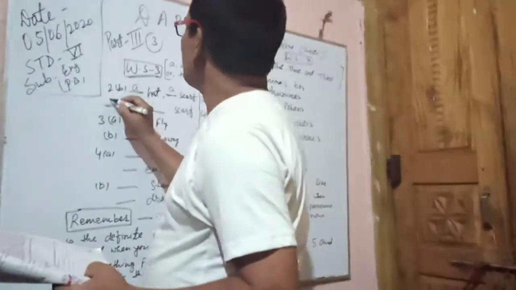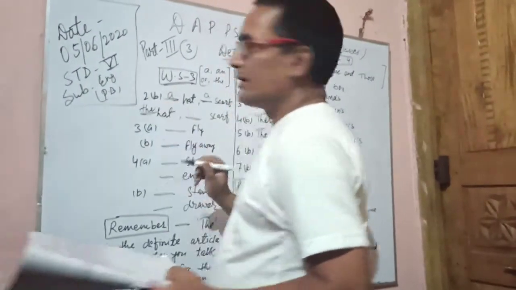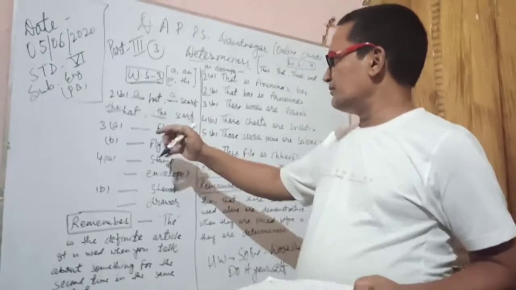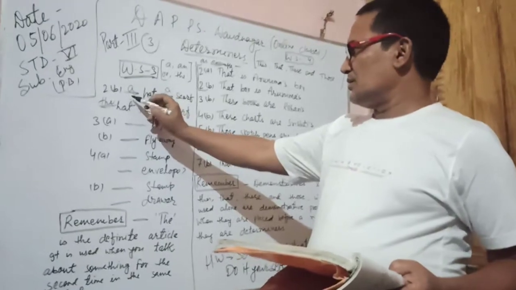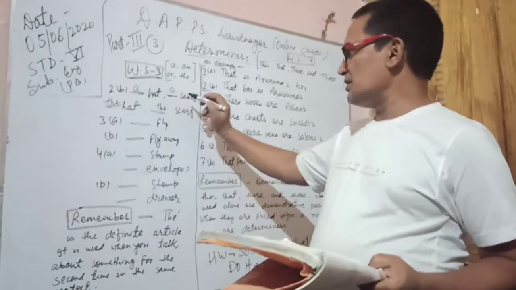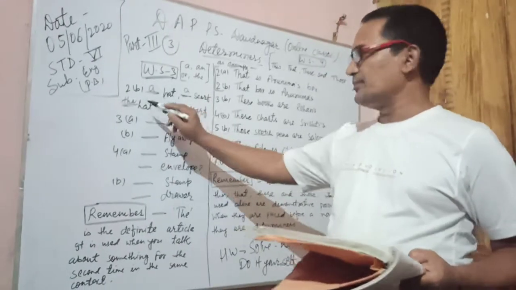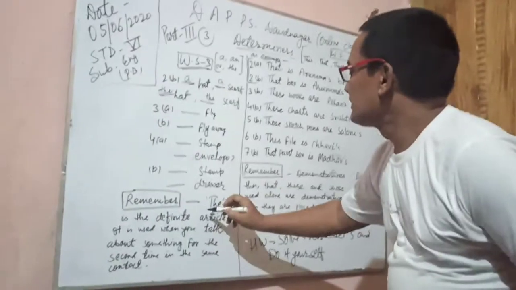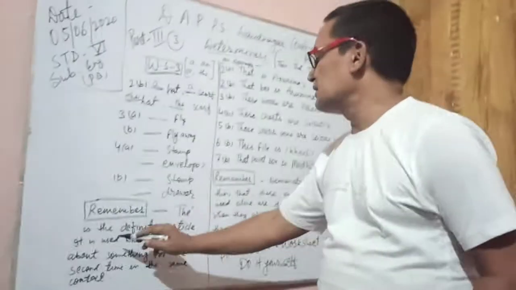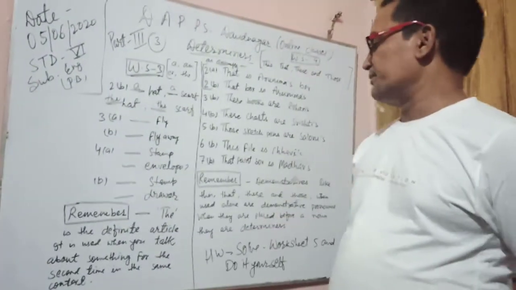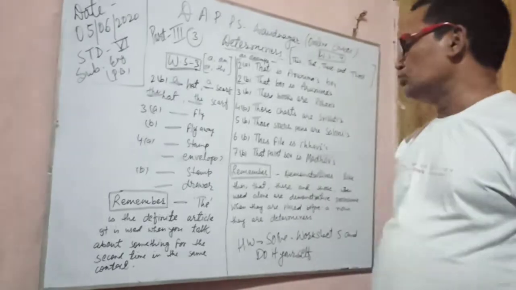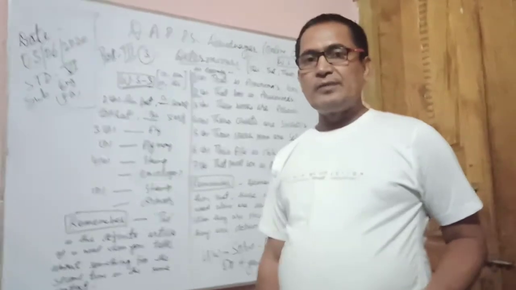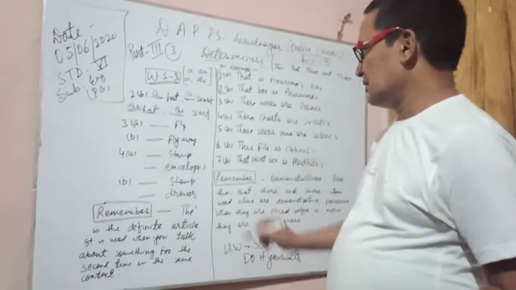Now the second time, the hat and the scarf. Students, why has a been used in these blanks and why has the been used in these? You have to follow these rules. Remember, the is the definite article. It is used when you talk about something for the second time in the same context. Very important rule.